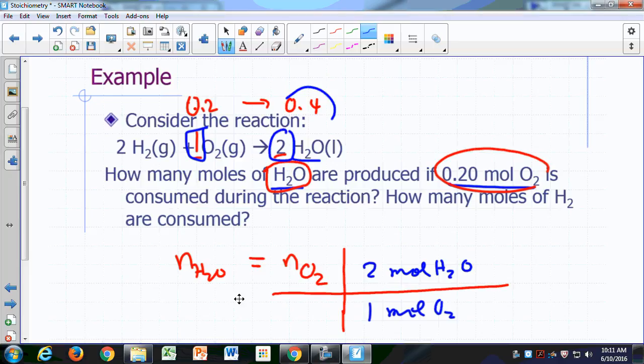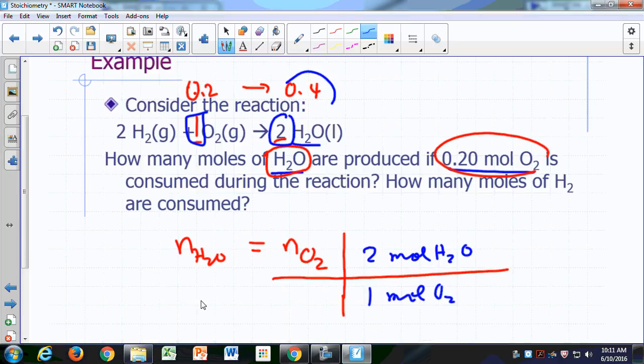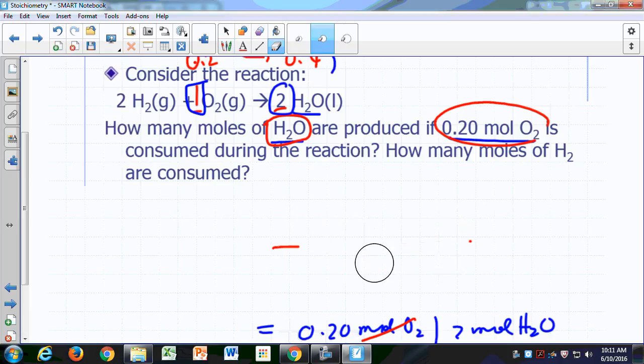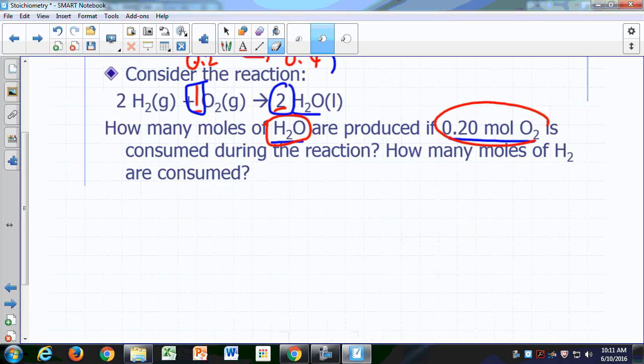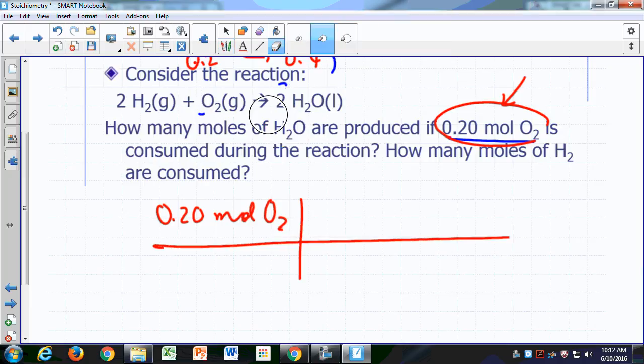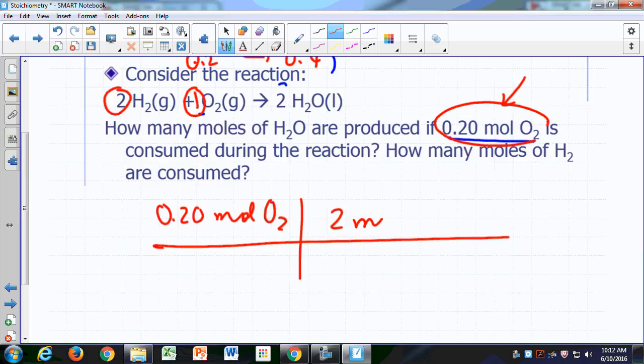Let's look at the answer to this second question. How many moles of H2 are consumed? Well, do the same thing. Basically the same thing. You start off with what you know. You have 0.20 moles of O2 consumed, and the mole-to-mole ratio of O2 and H2 is 2 moles of H2 for 1 mole of O2. So there's 2 moles of H2 for 1 mole of O2.